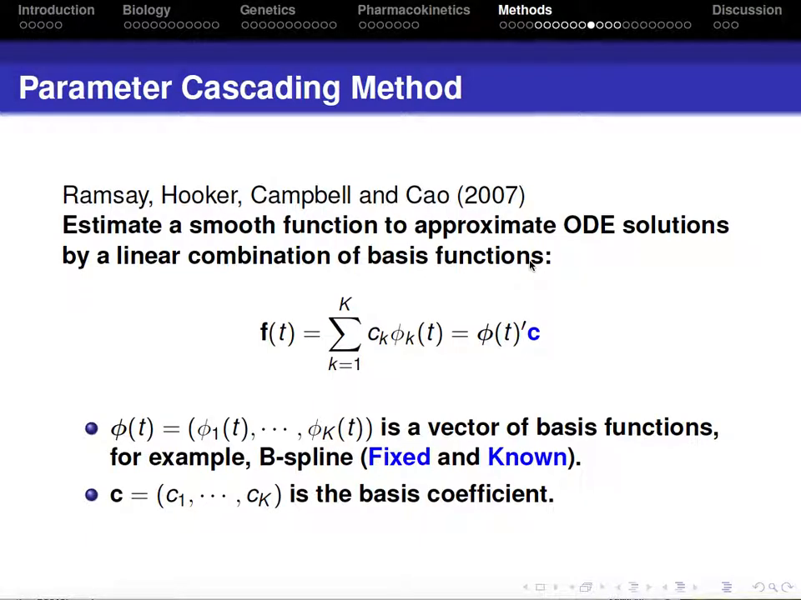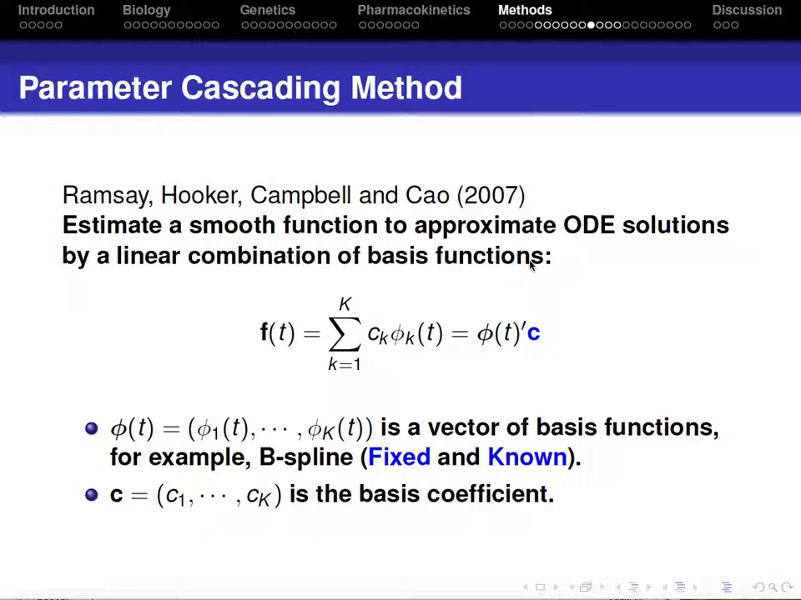Okay, before the break, we talked about three types of methods available for estimating ODE parameters. The first one is nonlinear regression. The second one is the two-step procedure. The third one is the Monte Carlo method.